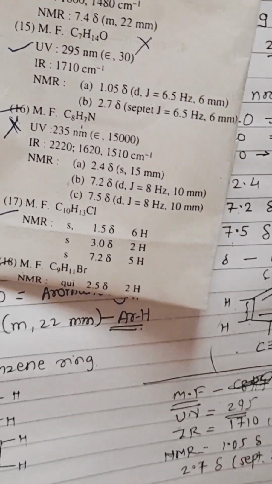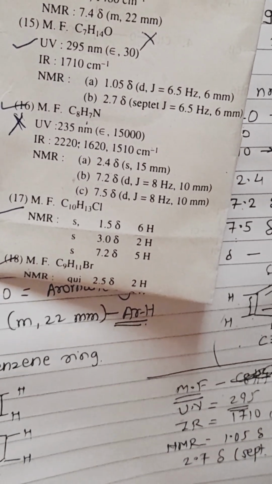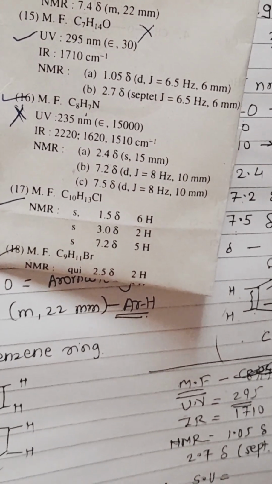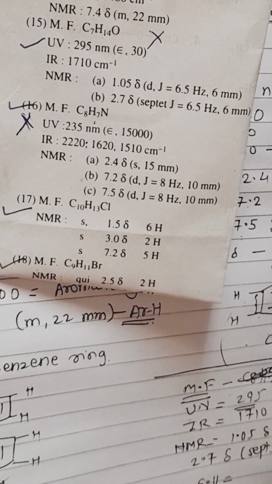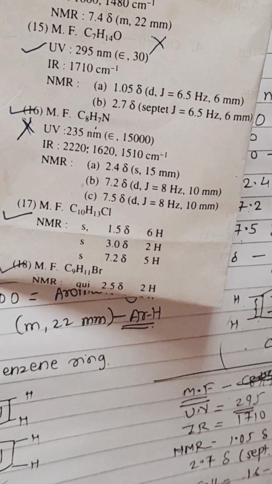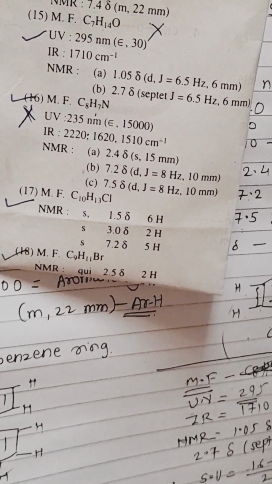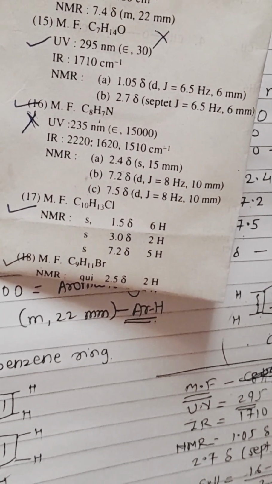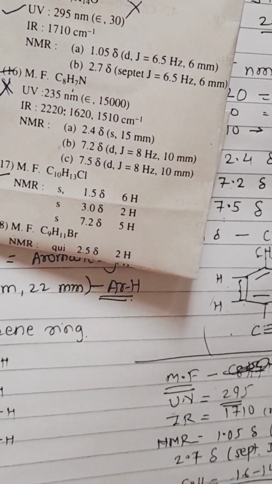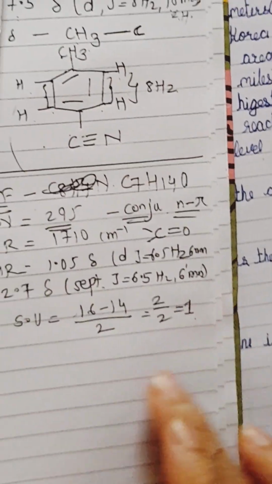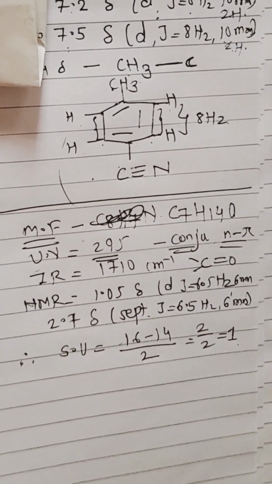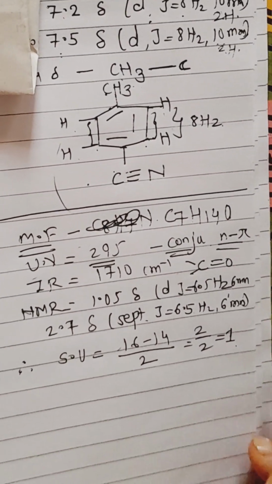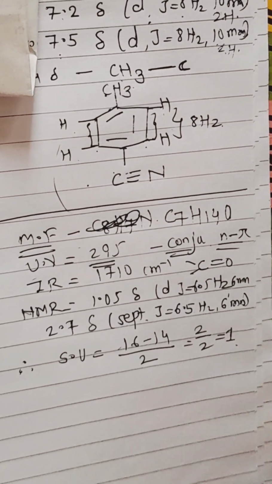Before solving this, we first find the sites of unsaturation. For C7H14O, that is 16 minus 14 by 2, which is 2 by 2, equal to 1 site of unsaturation. Sorry for the inconvenience. So it has 1 site of unsaturation.